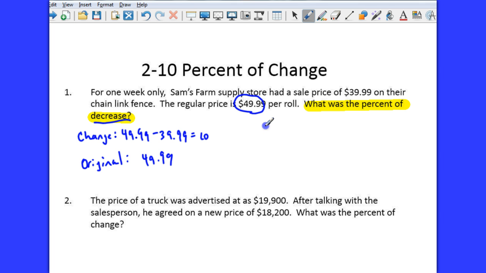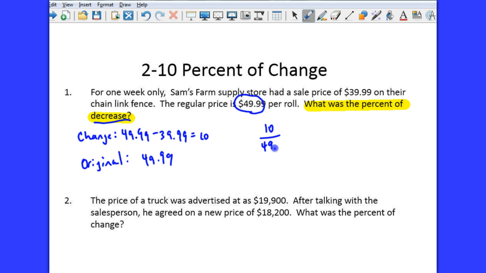So we're going to take 10, that was the change, divided by $49.99. Whoops. Ignore that little decimal there. I can erase it there for you because you guys were watching for mistakes, right? If you saw my previous video, I had all those mistakes. You get candy if you find it.